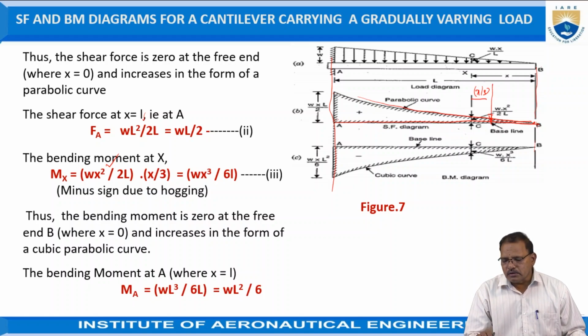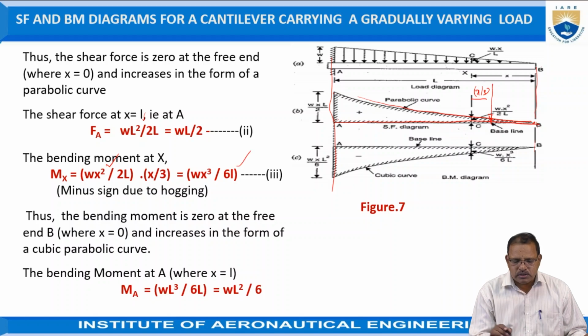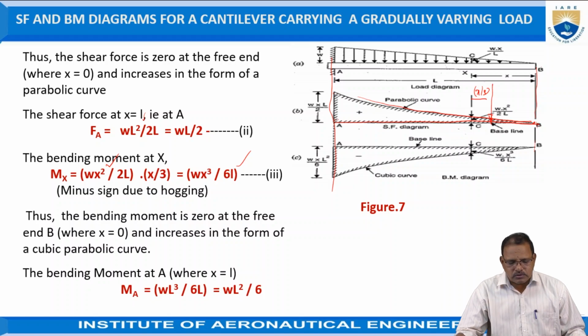So the bending moment is equal to the product of force multiplied by the distance between the point where the force is acting and the reference point. That is x by 3. So Wx square by 2L into x by 3, or in other words, it is equal to Wx cube divided by 6L, as shown in equation number 3. Here the bending moment is proportional to the cube of the distance from the free end to the reference point. Hence, the obtained curve is known as a cubic curve.